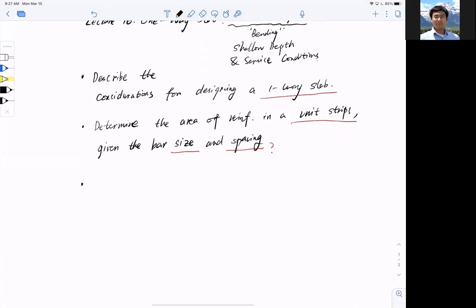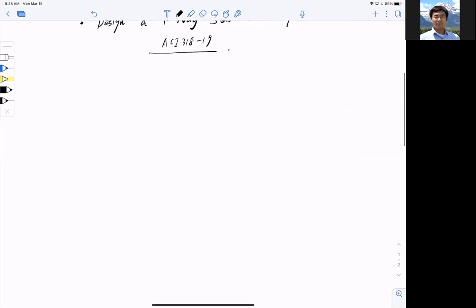Let's talk about it. And then last but not least, we want you guys to know how to design a one-way slab per with respect to ACI 318-19. Okay, basically design for it.